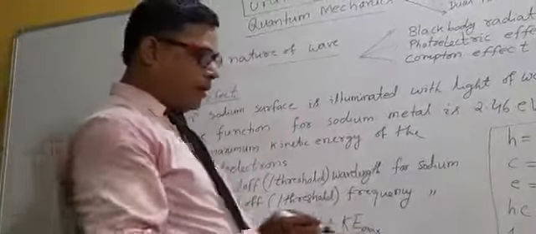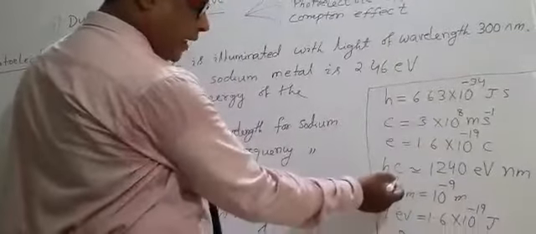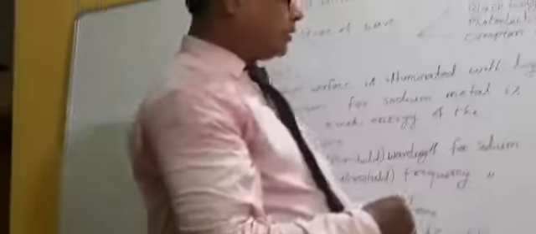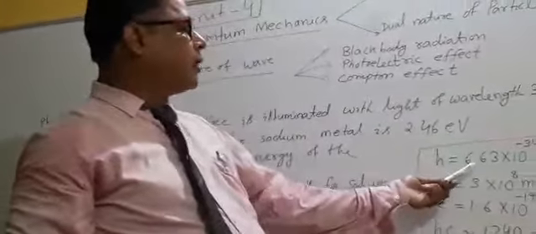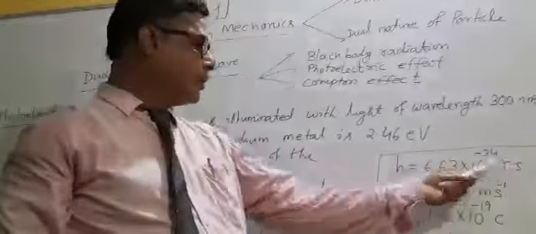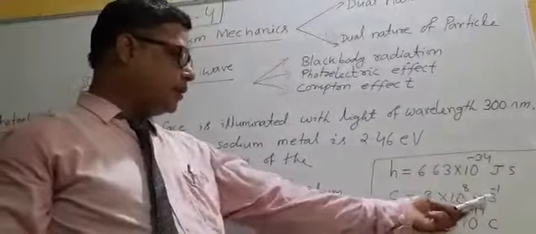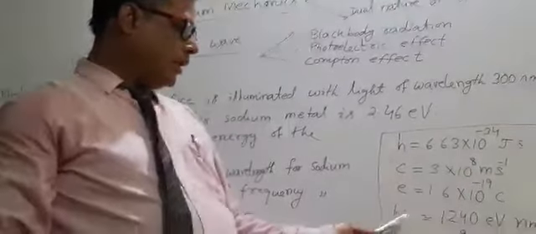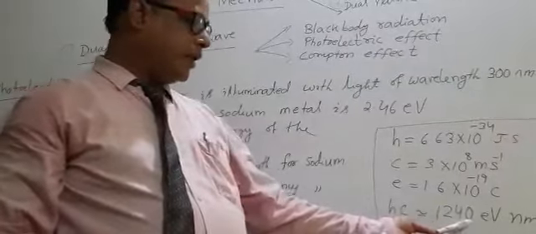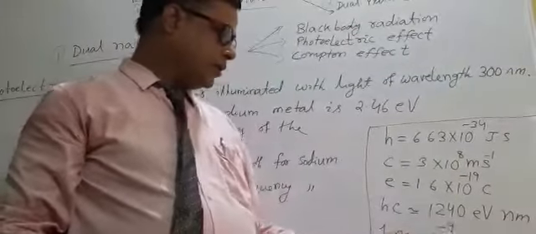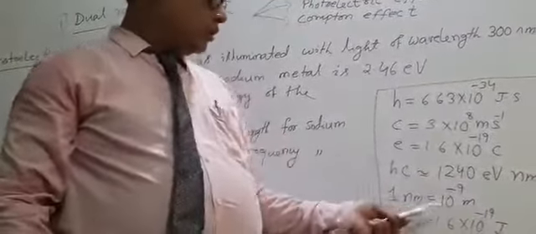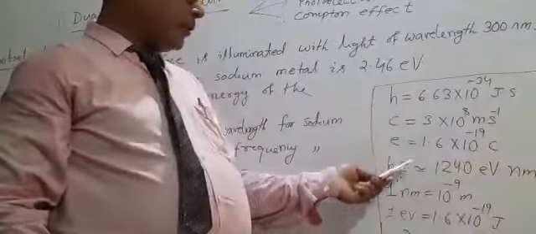From the constant values, hc is 1240 electron volt nanometer. You can verify it. h is 6.63 times 10⁻³⁴ joule second, c is 3 times 10⁸ meter per second. So from these two values you can find hc is approximately 1240 electron volt nanometer. So what is electron volt? Electron volt value is 1.6 times 10⁻¹⁹ joule. So from this relation you can find the hc value.